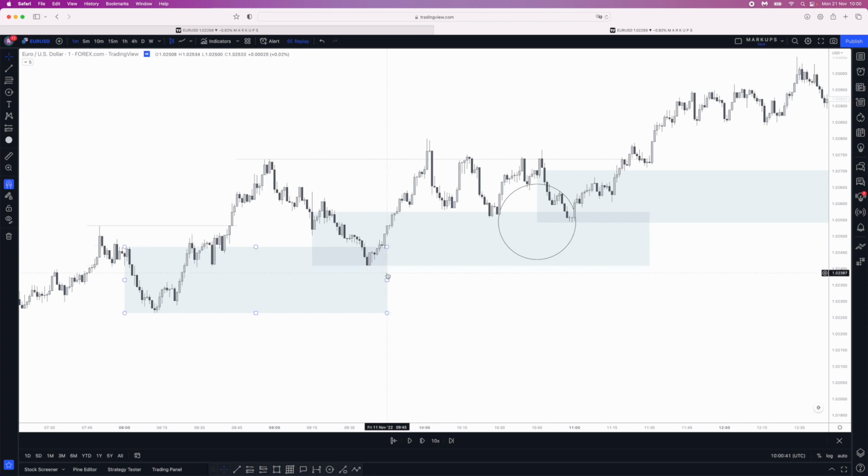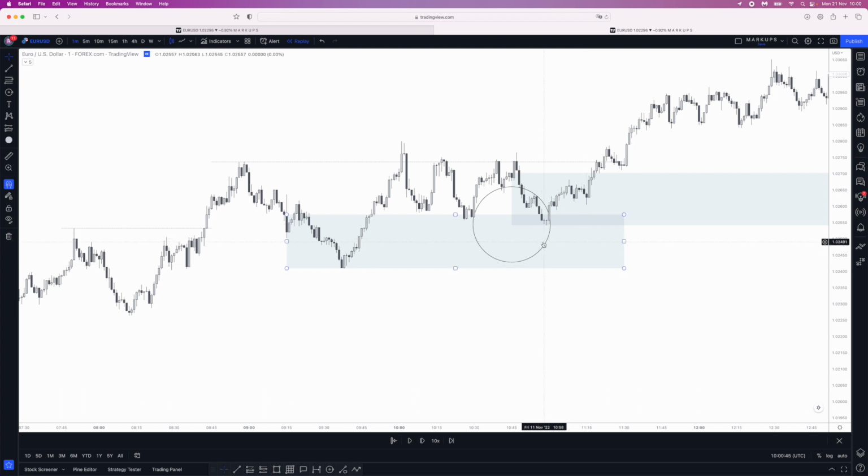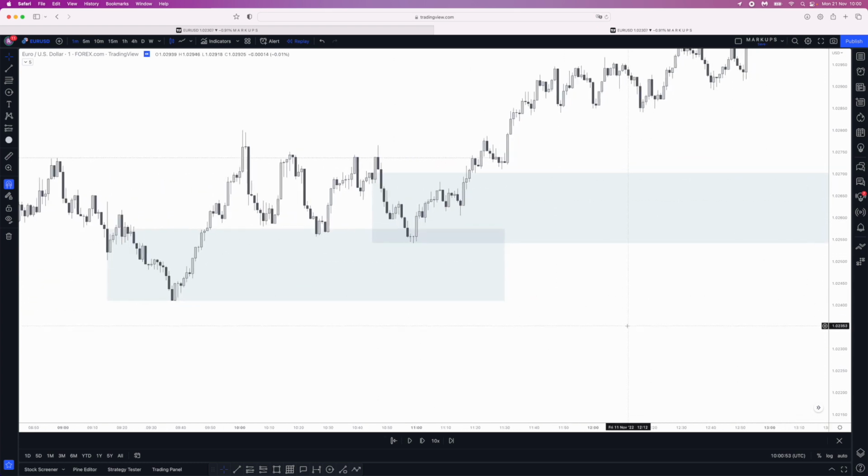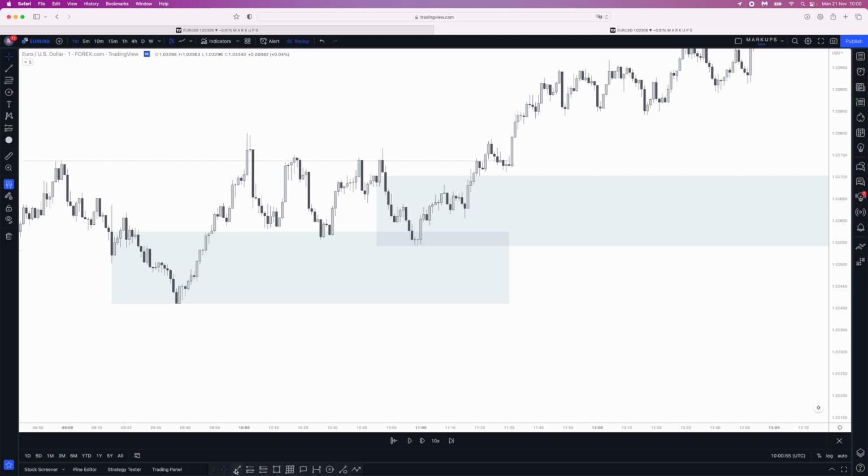If you want to, you can go ahead and start deleting these to keep your chart a little bit cleaner. So then we come up, we come back down, we tap into the demand zone, and what you'll notice here is we get a chalk. Price then comes up, it taps in, we get a flip, so it comes into this sort of supply.